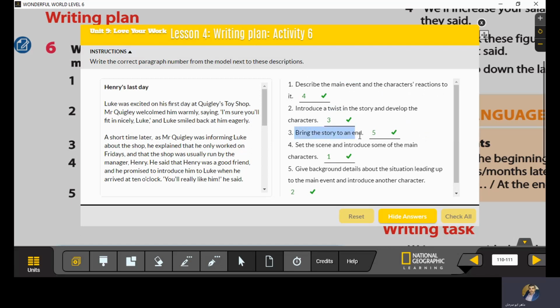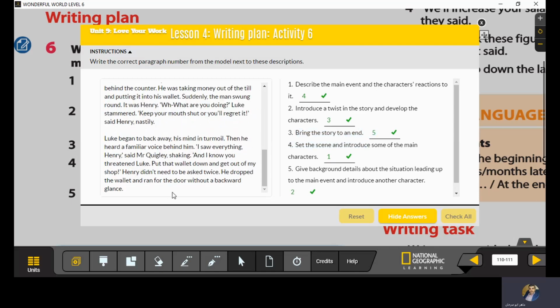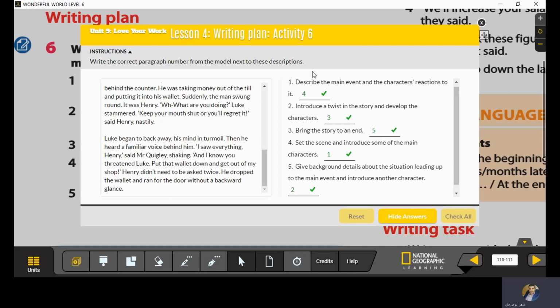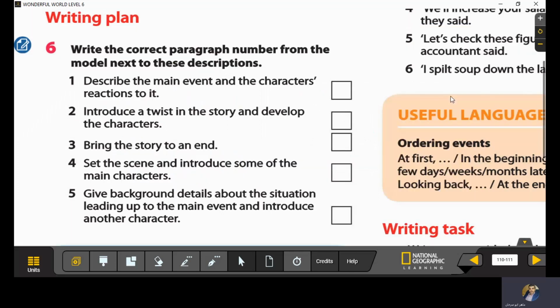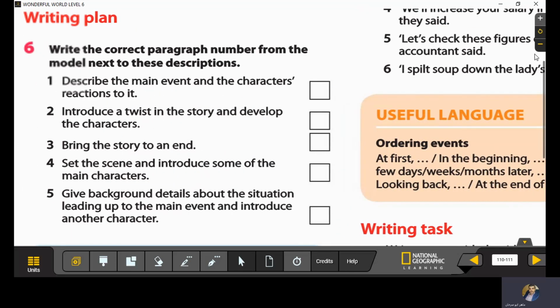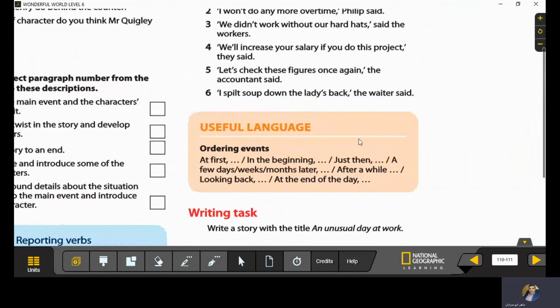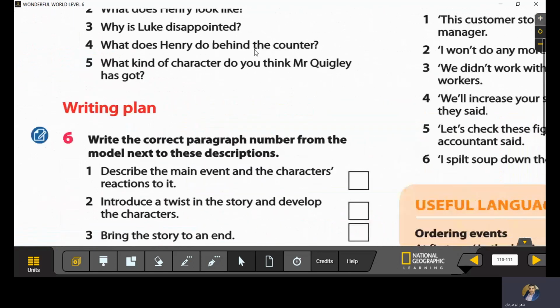Finally, it brings the story to an end. Because as we see here in the last paragraph, Mr. Quigley caught Henry red-handed. Okay, so write those answers in your student's book. But this is very important, how we plan our writing, how we develop events and actions, how we describe the characters. Okay, fine. Now let me one more time take you to useful language.